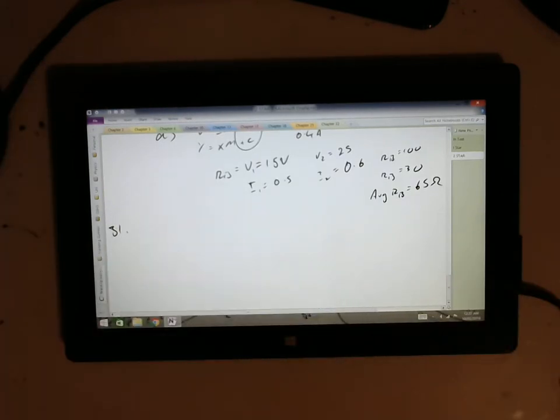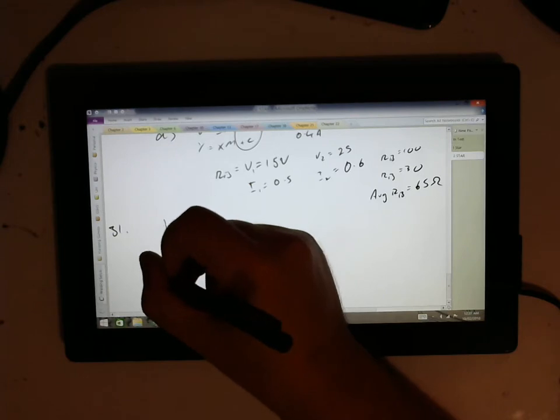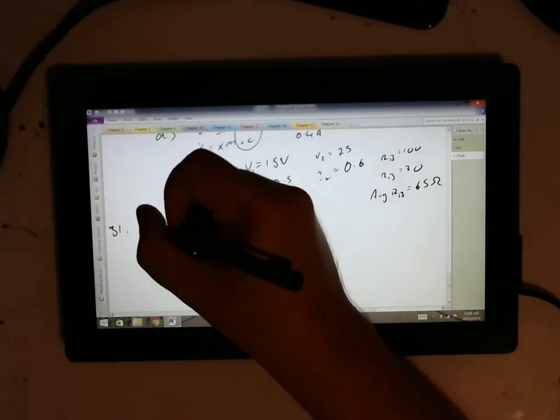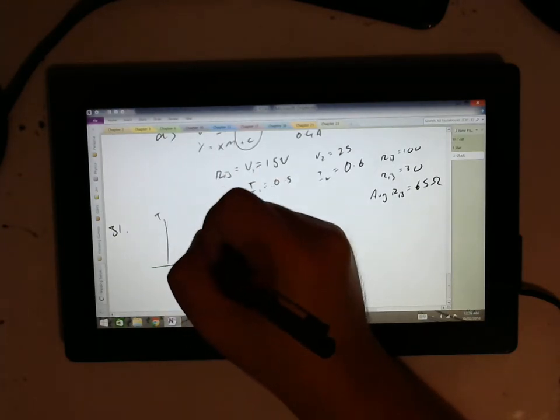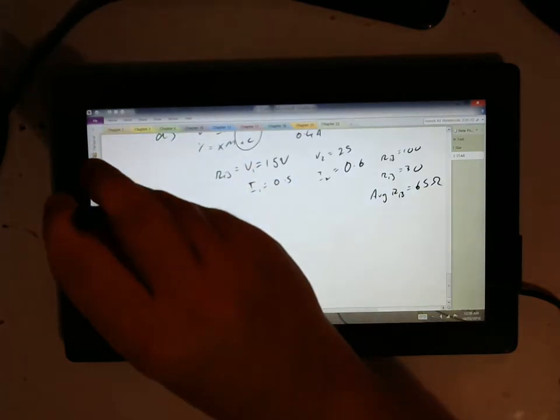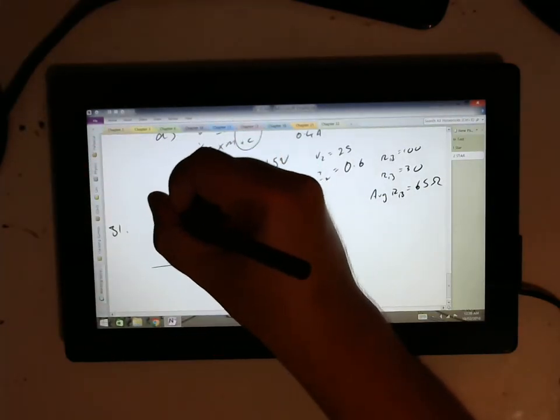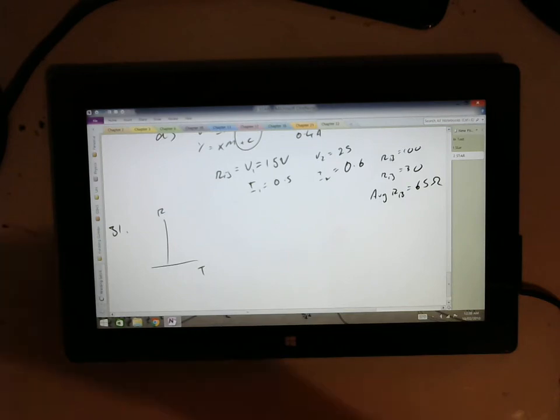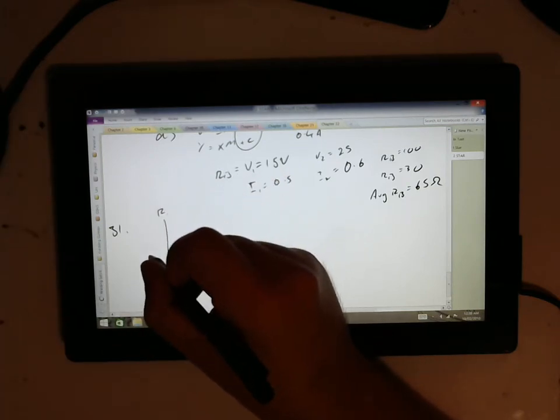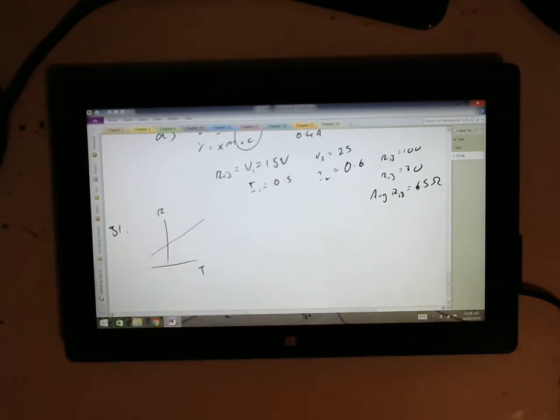resistance. Question 31. The resistance of a 1.5 meter length conductor was measured as a function of temperature. The following data was obtained. Now I've already graphed this out before. So I'm looking at my graph here, and we see that it looks like this, where we've got resistance on the y-axis, because resistance is the thing we are measuring in response to temperature, and we see that it has a line like that.